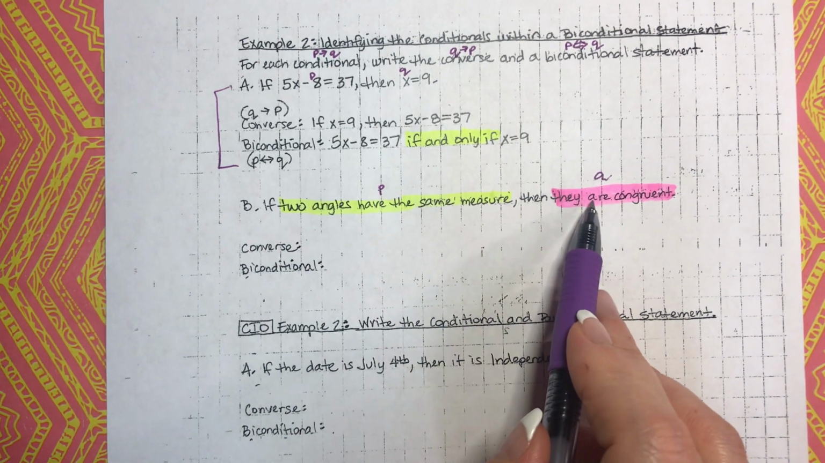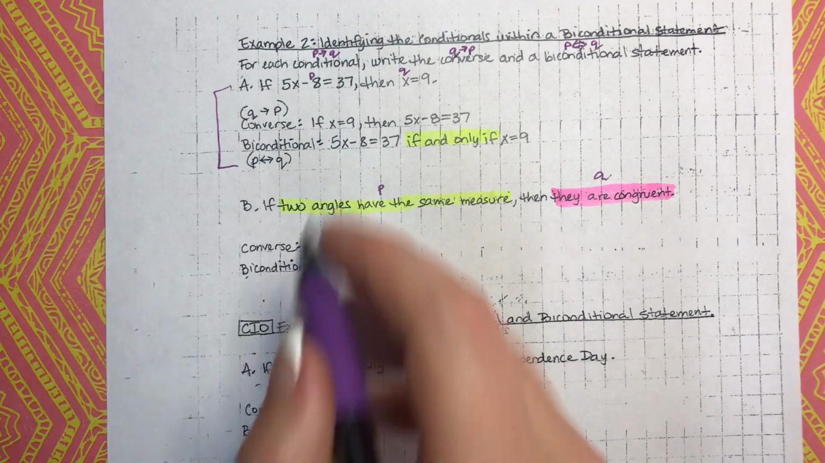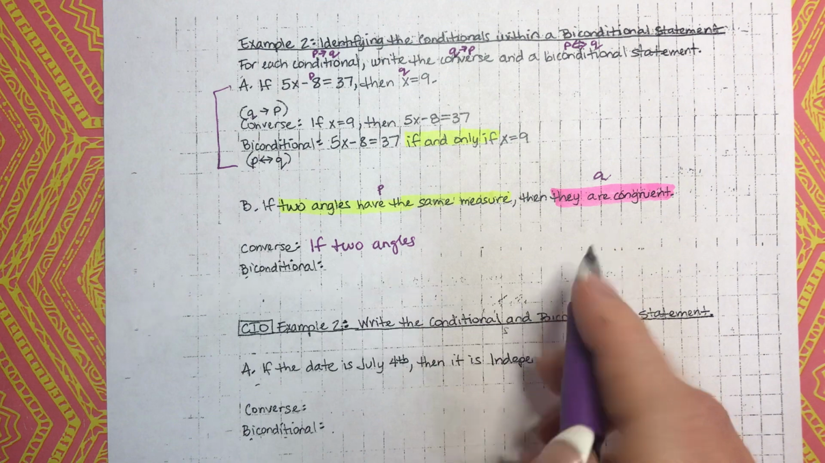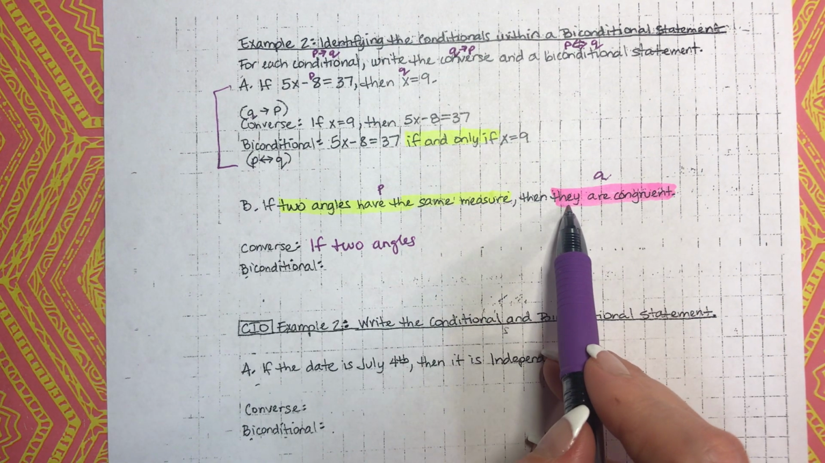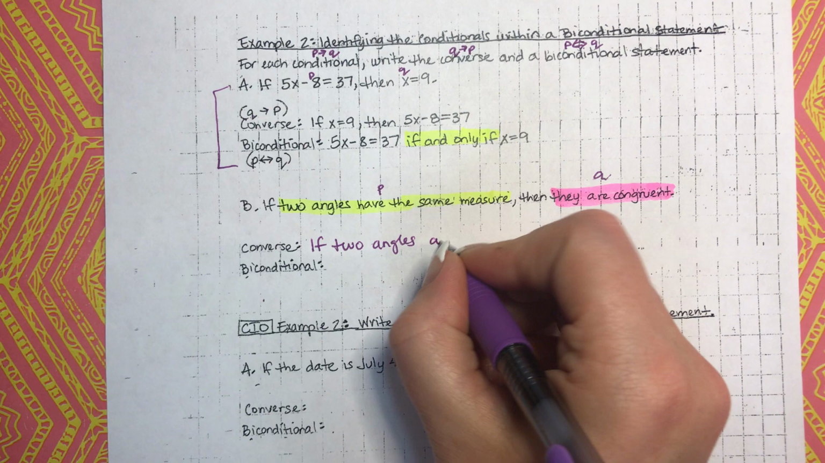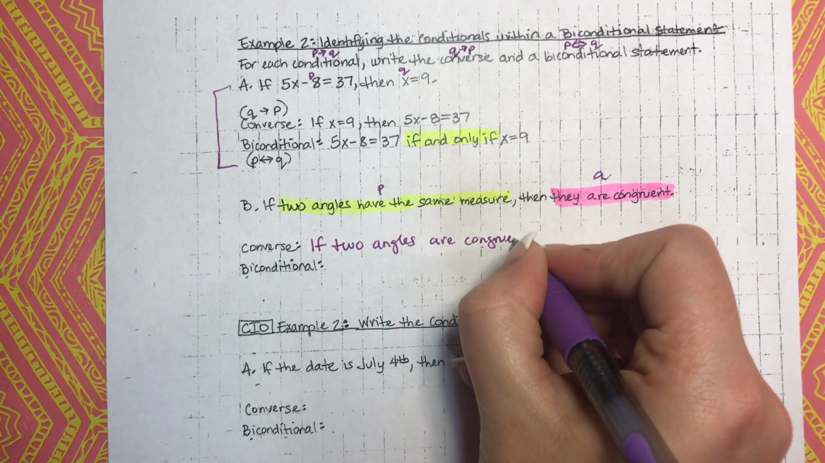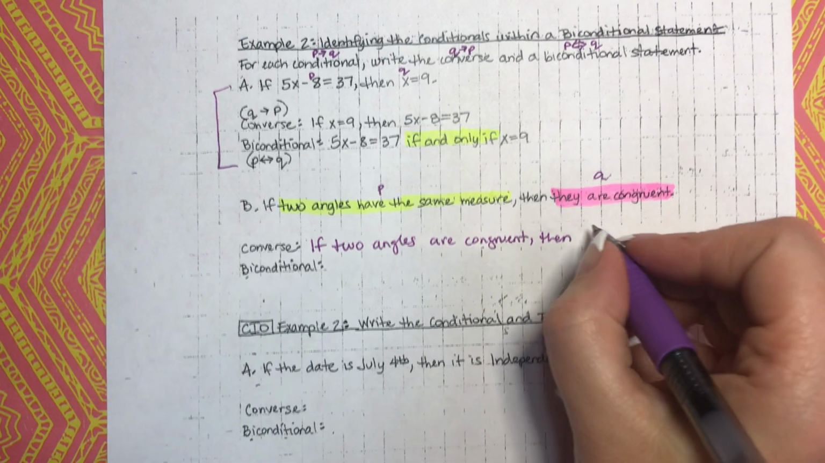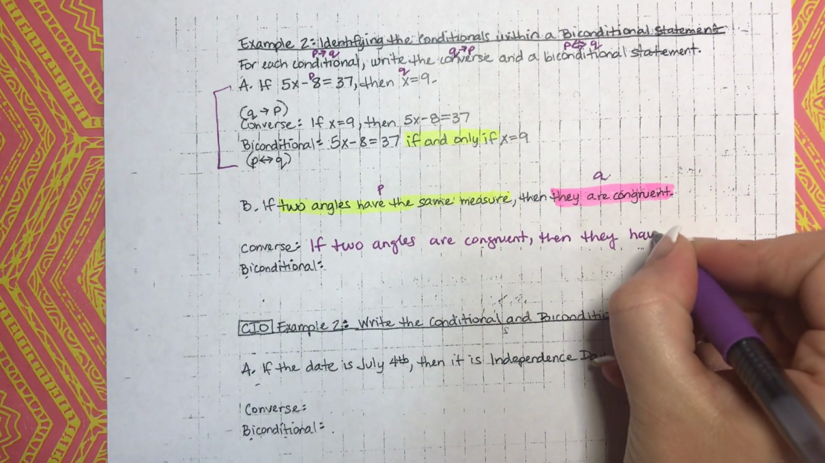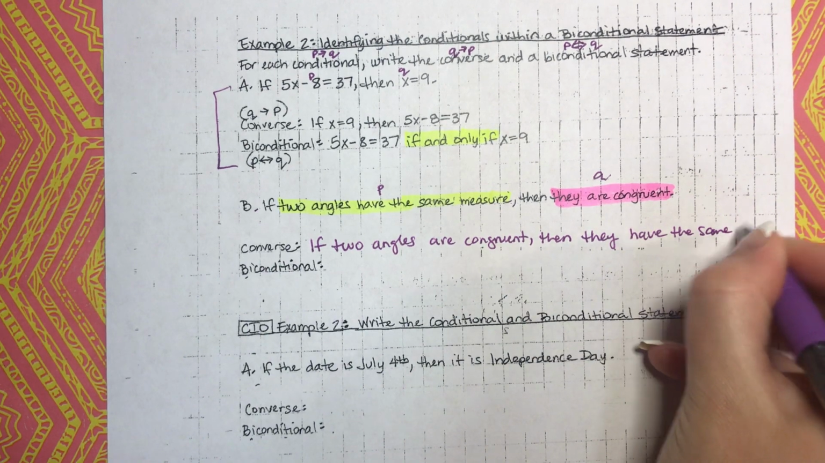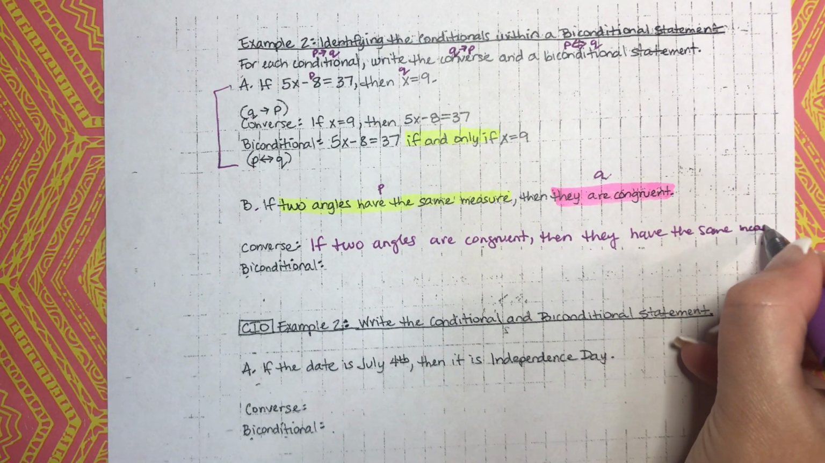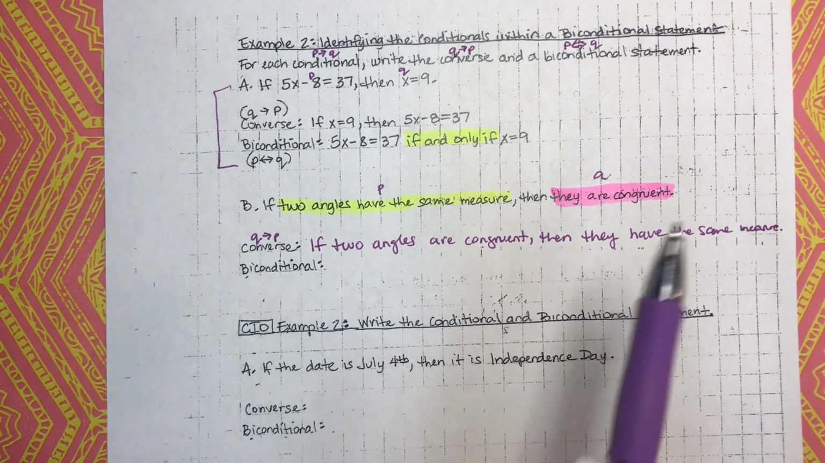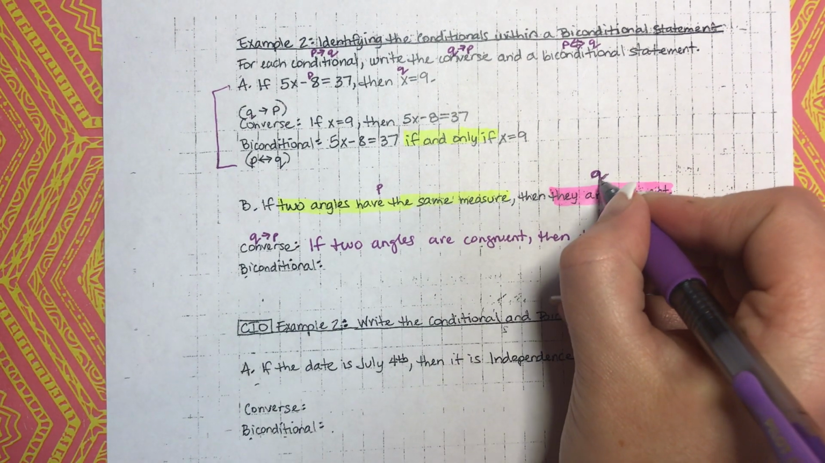So if they is referring to the two angles, so I'm going to say if two angles are congruent, then they have the same measure. Okay, so that's my converse, which is my Q to P, right? This is my Q, that's my P. It's a terrible Q. Okay.